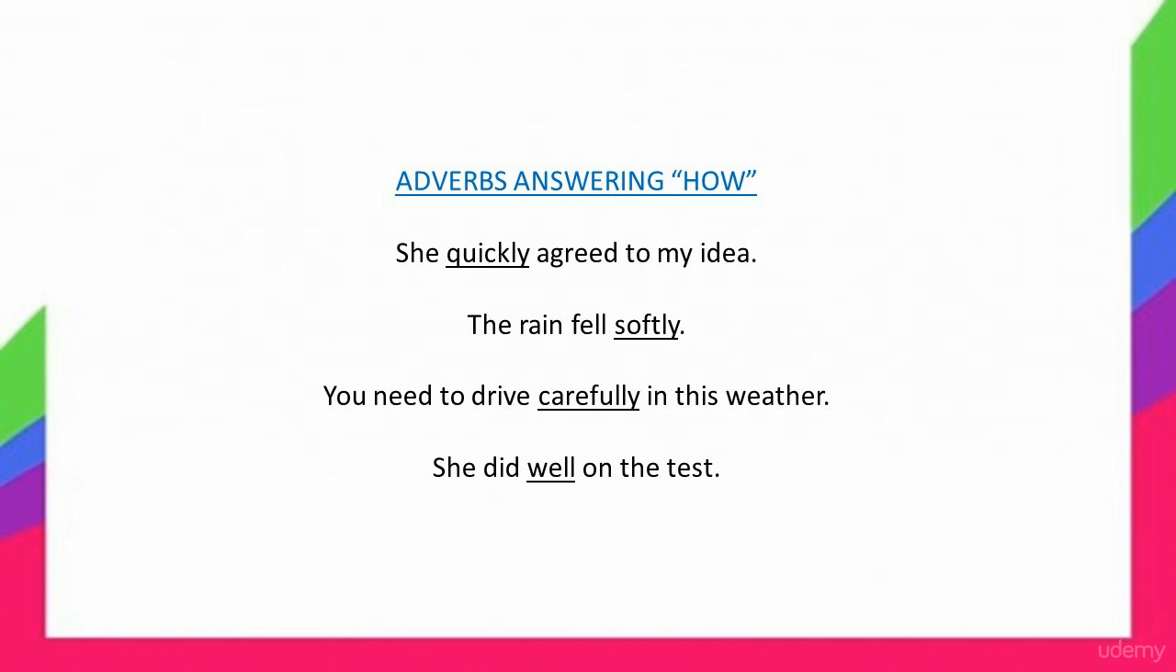Now let's consider them one by one. Adverbs answering the how question. She quickly agreed to my idea. How did she agree? Quickly. The rain fell softly. You need to drive carefully in this weather. She did well in the test.